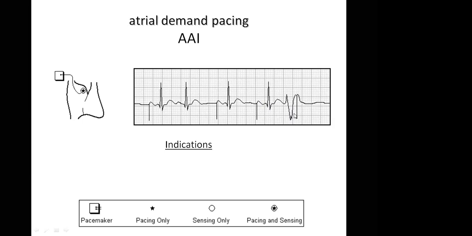So it's already timed. If you count the number of big boxes between each pace, let's count this one: 1, 2, 3, 4. Then the next one: 1, 2, 3, 4. So around that set time, it will pace if it does not sense activity. Even though a VPC is occurring, its duty is not to monitor the ventricle. Its duty is to monitor the atrium. So if it's not sensing atrial activity at the timed interval, it will pace again, even on top of the VPC.